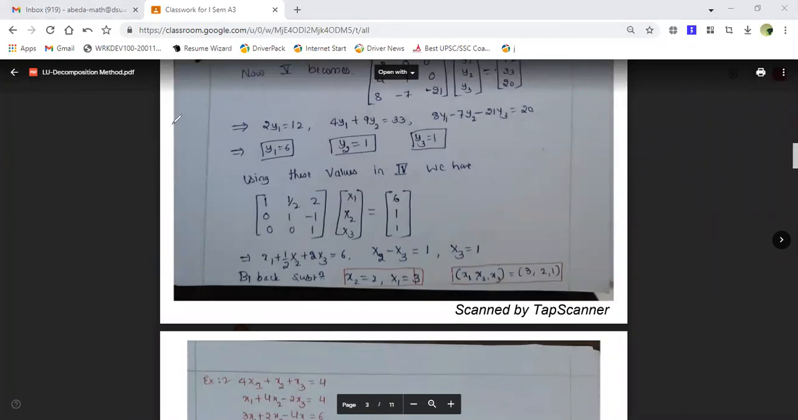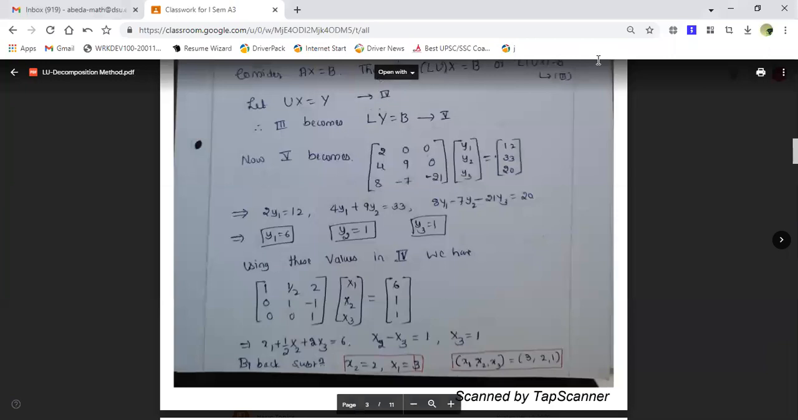Now you know that from this equation, Ly is equal to b, but Ux is equal to y. Already y is known to you, U is known to us, and y is known to us. So I can find out x now. So now consider Ux is equal to y.